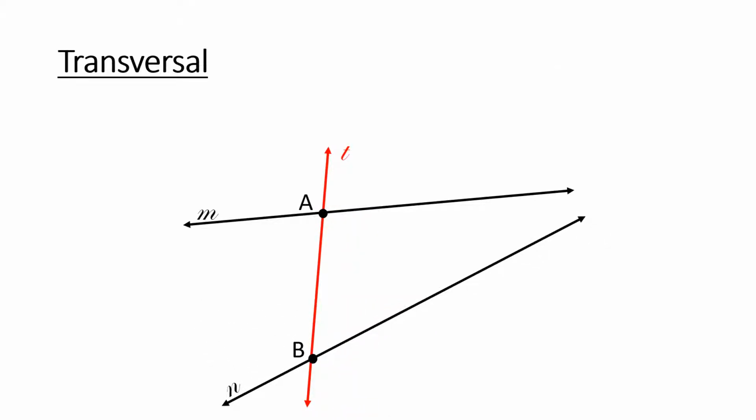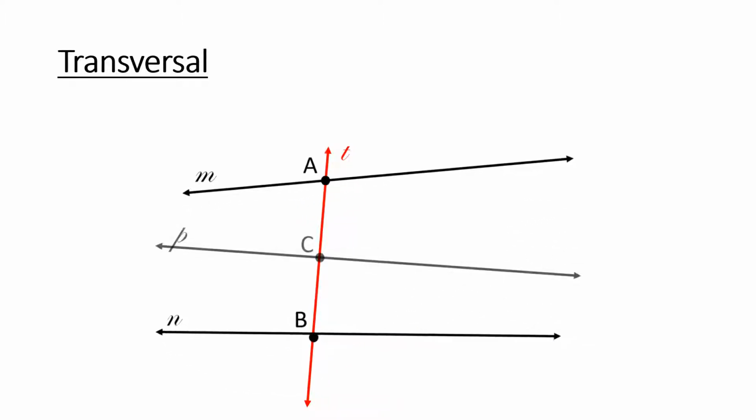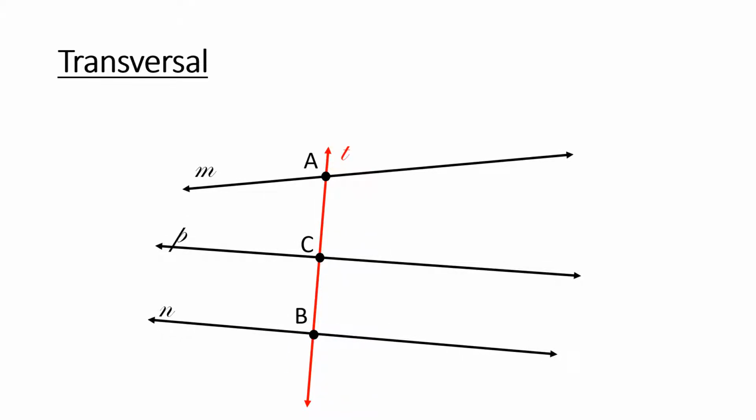Now, regardless of how the lines are positioned, line T is still the transversal. It can also intersect not only two lines, but three lines at different points. In this case, line T is the transversal of lines M, P, and N, intersecting at points A, C, and B.